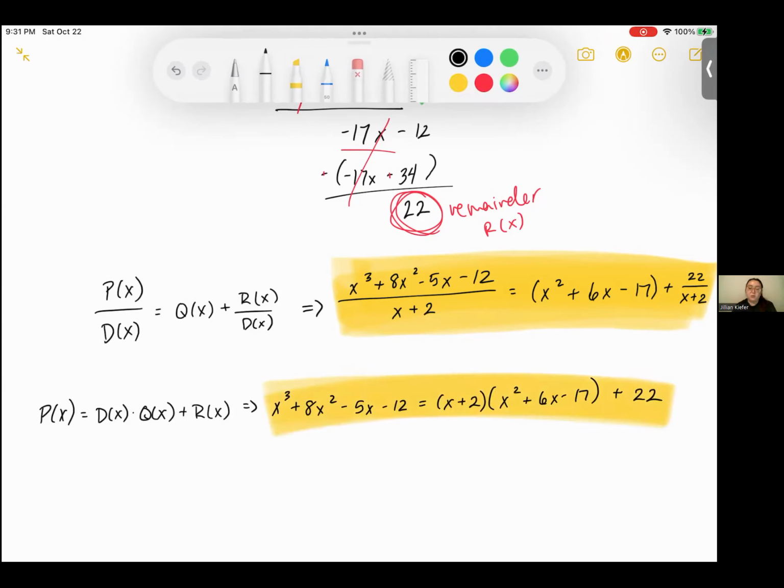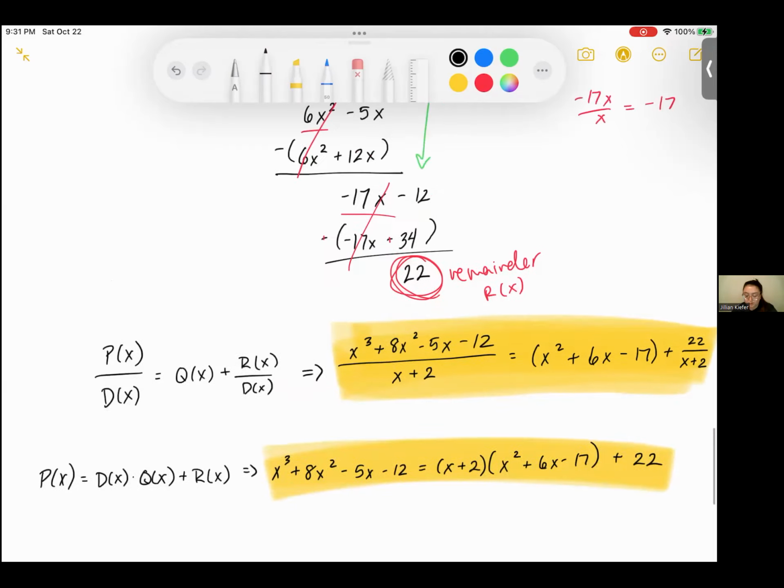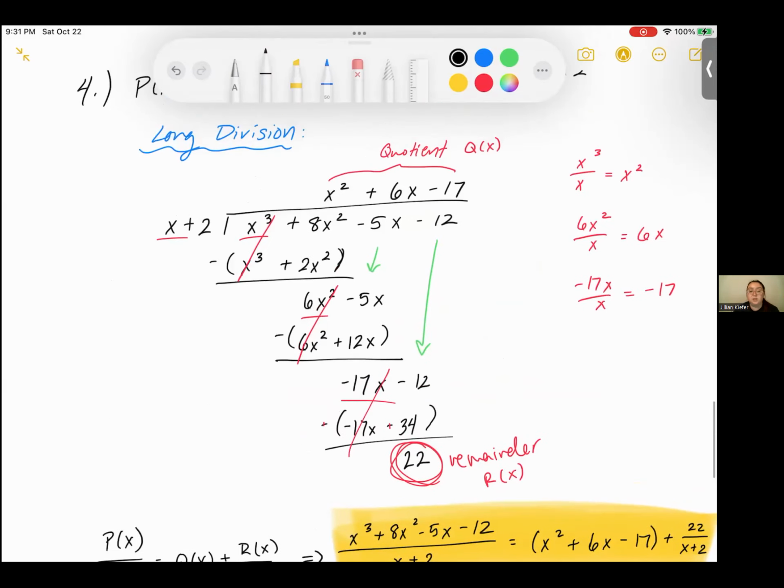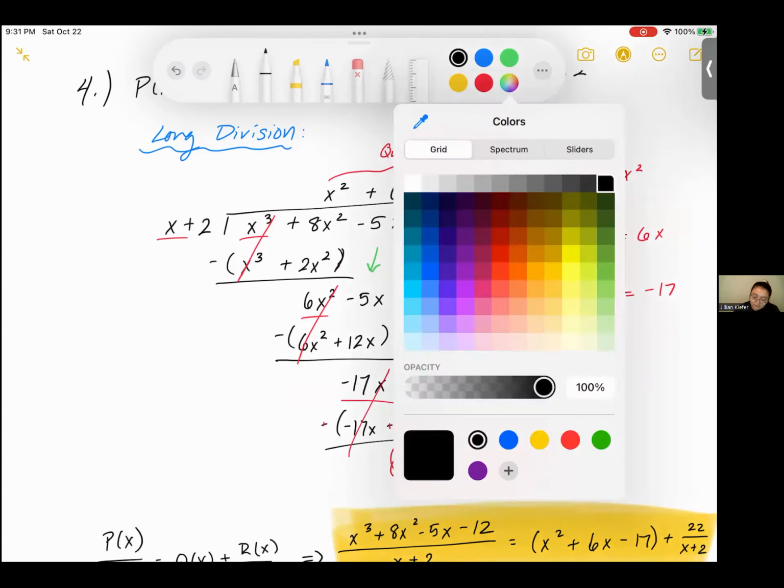So remember, even if you do the problem, you have to write your answer in one of these forms in order to receive full credit. All right, so those are what our answers would look like. That was with long division. Let's go ahead and show synthetic division as well. We already know what the final answer should look like, but we're going to show synthetic division.